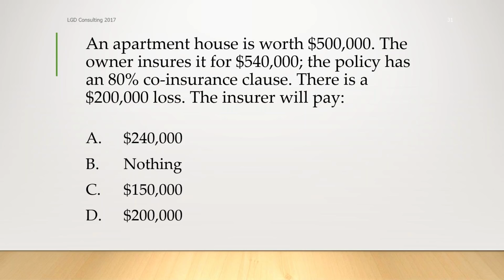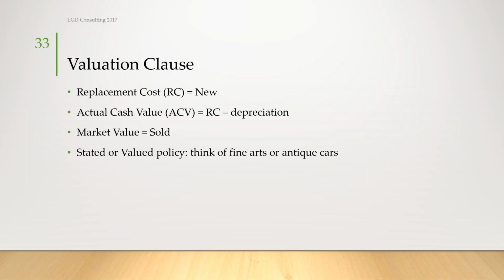An apartment house is worth $500,000. The owner insures it for $540,000. This policy has an 80% coinsurance clause. There's a $200,000 loss. The insurer will pay. This time we actually pay the full amount. Okay. In the previous example, they bought less coverage than the value of the building. Well, here they actually bought more coverage than the value of the building. And so they overinsured, number one, but that means the loss is covered. All the client has to do is pay a deductible. Okay? That's what that's about. So watch out, because they might flip the numbers on you.